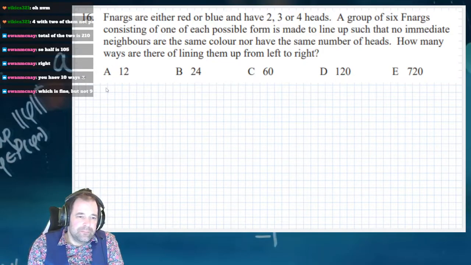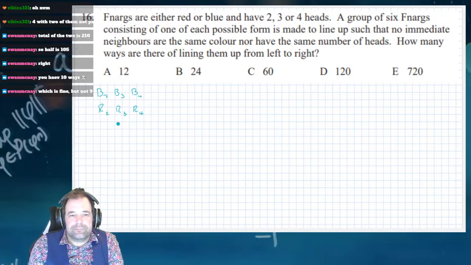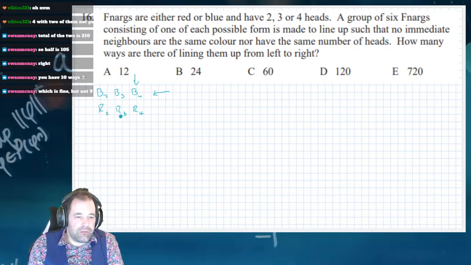Well, let's call them B2, B3, B4, and then red 2, red 3, and red 4. So each of them has 3 people he can't stand next to. Effectively here, you can't stand next to one in the same row or column as you. B4 can't be next to any of the other Bs or any of the 4s, so there are two people that B4 can go with. Same with R3. R3 can't go with B3 or R2 or R4. So you're almost into a forced position here.